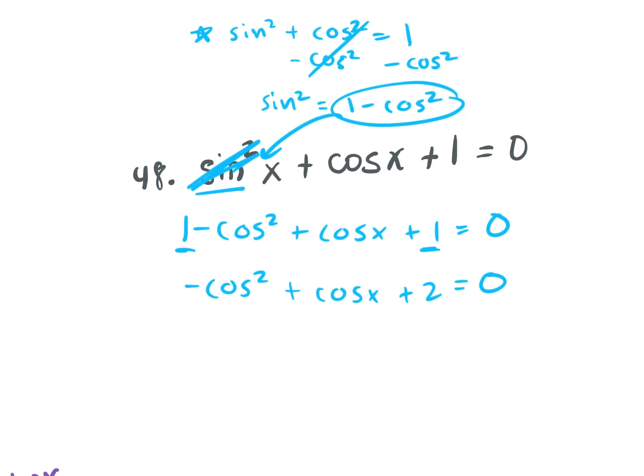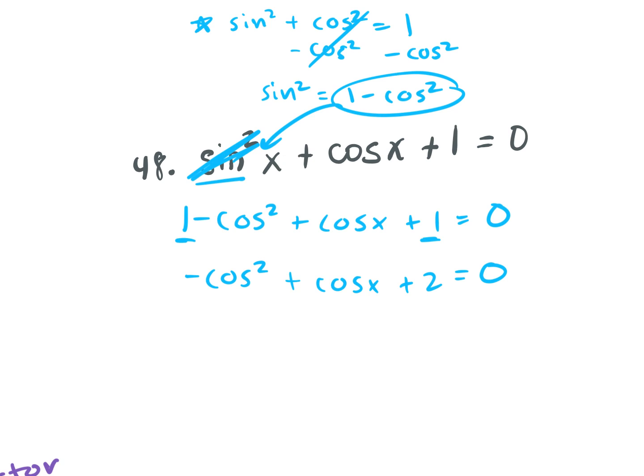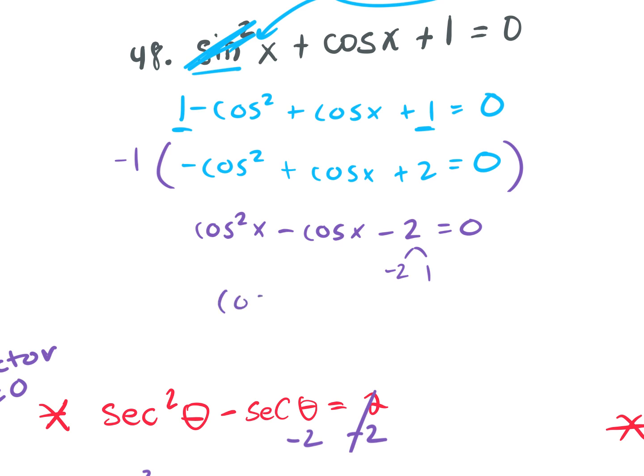Factor. Before we factor, I like it when my leading coefficient's positive. So let's multiply everything by -1, just so we can flip the signs. It'll make it a lot easier for us to factor. So we have a positive cosine squared minus cosine minus 2 is equal to 0. What are 2 factors of -2 that add to -1? -2 and +1. So this would factor into cosine minus 2 and cosine plus 1.